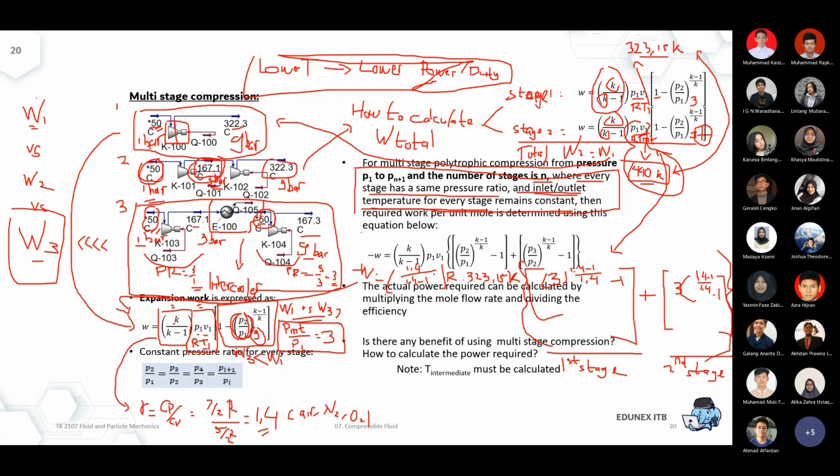So I should already have given a lot of clues about this question. Is there any benefit of using multi-stage compression? Yes, you can reduce the duty, you can limit the temperature increase, but don't forget to add the intercooler. Okay.